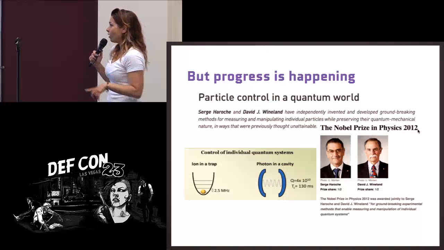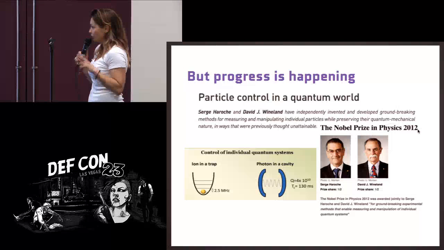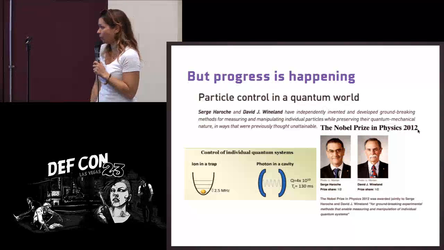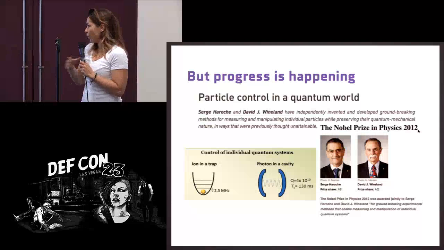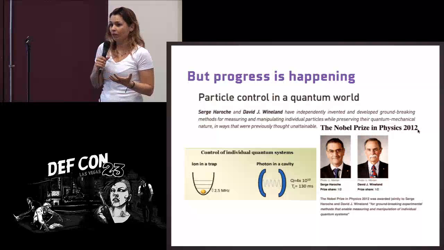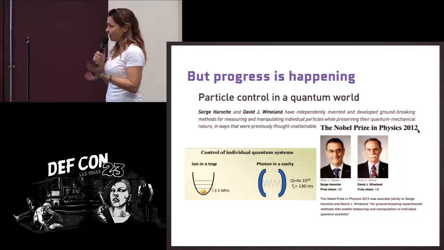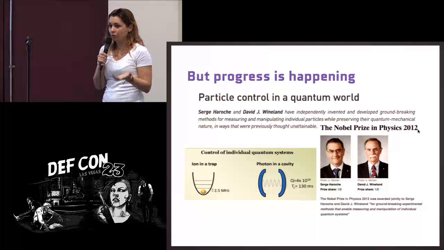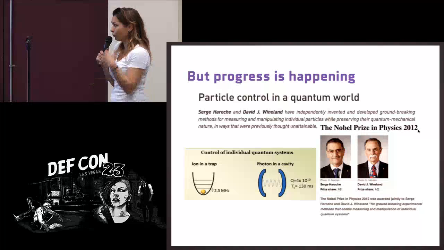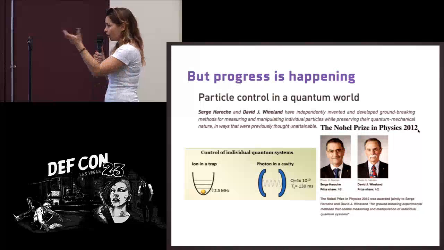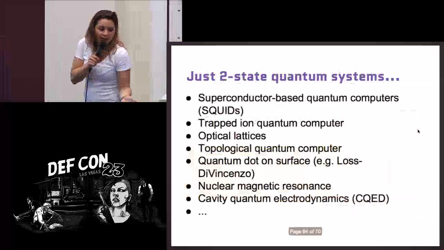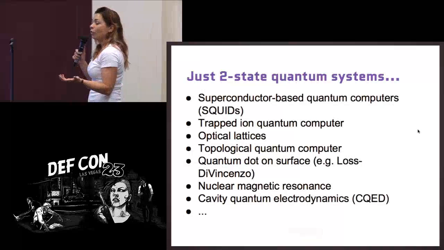And in 2012, a Nobel Prize was given to two separate scientists who actually had two different solutions for this problem. One was an ion trap, and another, a photon qubit. And these are different particles, but the two share the same property, which is a two-state environment, that they can actually have either 0 or 1, for example. But in the end, all you need is just two-state quantum systems.